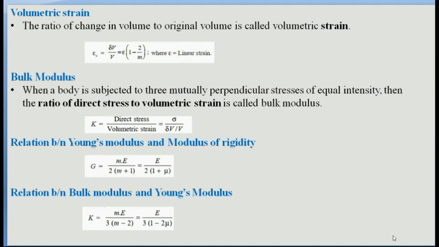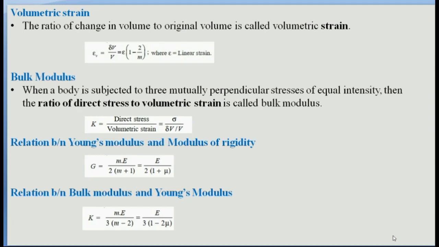Next, the bulk modulus. Bulk modulus is the ratio of direct stress to volumetric strain. Direct stress means when the body is subjected to a pressure condition. That means a cylinder which has combustion inside it, or a body submerged in a body of water. In both these cases, the pressure is exerted in all possible directions of the body. So that pressure is directly known as a stress acting on the member, divided by the volumetric strain.